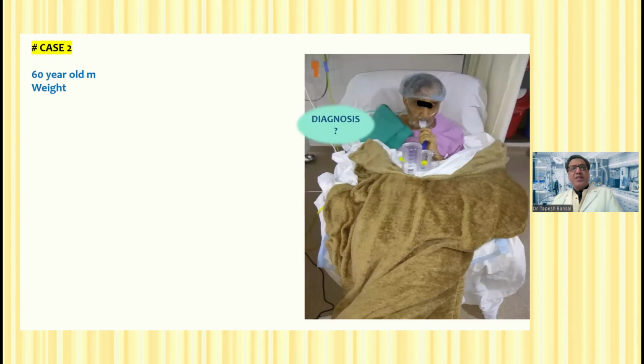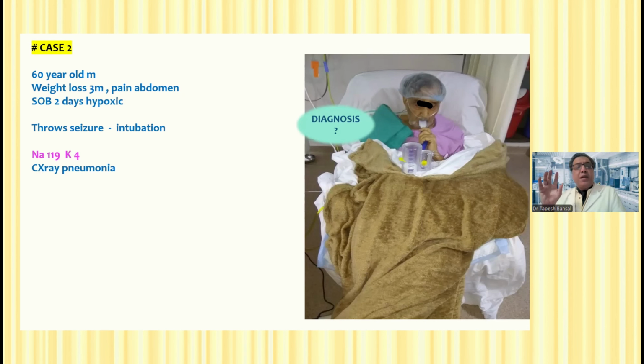So this is another case. This is a 60-year-old male, weight loss for 3 months, pain abdomen, shortness of breath for 2 days, hypoxemic. He throws a seizure, intubation. We find the sodium to be 119, potassium 4, chest X-ray shows pneumonia. So what is the reason here? The answer is pneumonia. Pneumonia commonly causes hyponatremia because it causes hypoxemia. It can cause hypercapnia if predisposed. So the sodium is corrected, the pneumonia is corrected, and the patient goes home with a sodium of 137.